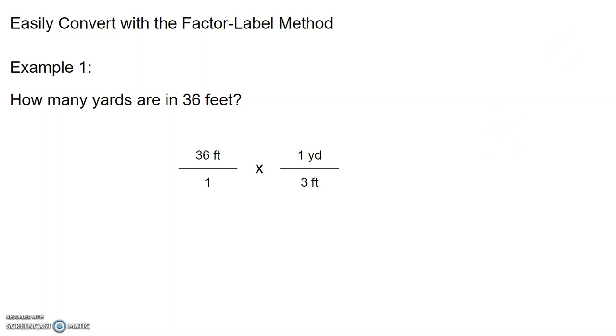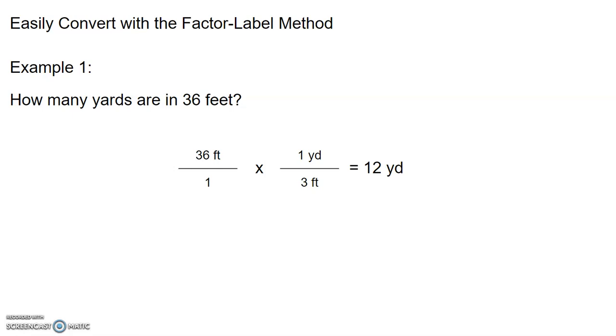So here, because we want to get yards, we want to cancel out feet. And to cancel out feet, we would put the feet in the denominator, so it would cancel out with the feet in the numerator in the given quantity. And what you do from here is just multiply these fractions straight out. So 36 times 1 over 3 would simply be 12 yards.